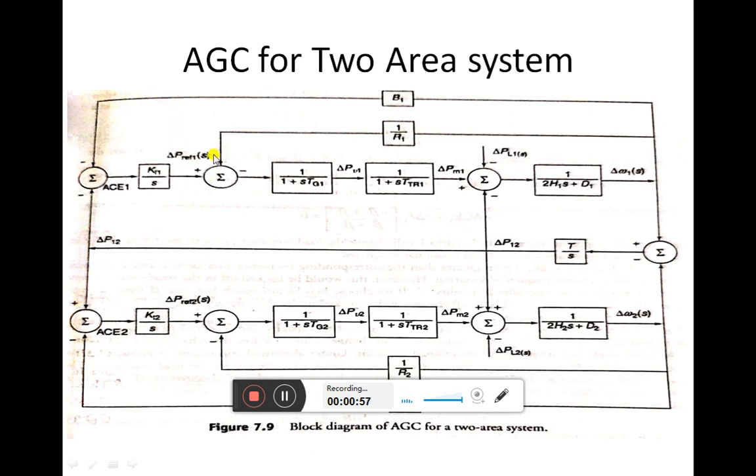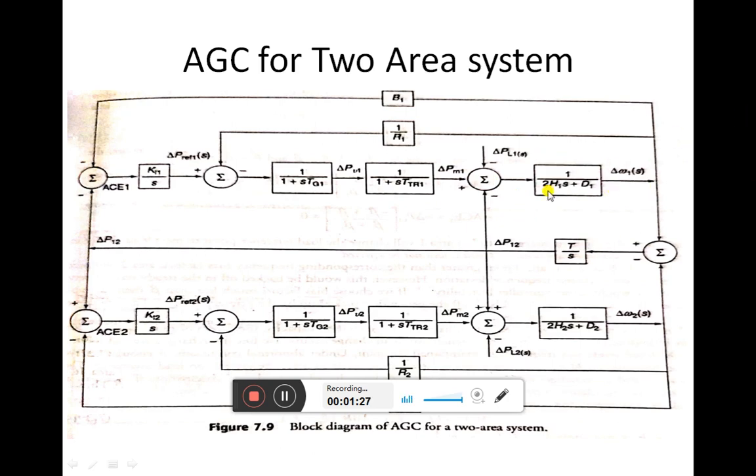Both of them are connected here in order to supply the deficient power to each other, and they are connected over the tie line. So this part is the tie line here. So over the tie line they are connected. In this block diagram, we can see the main parts of the modeling. This is the mathematical modeling of the governor. This is the mathematical modeling of the turbine we have shown.